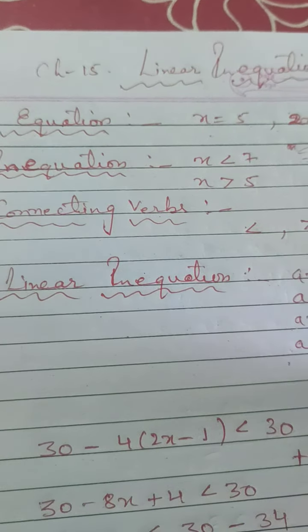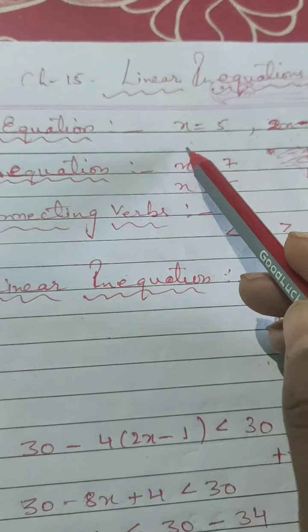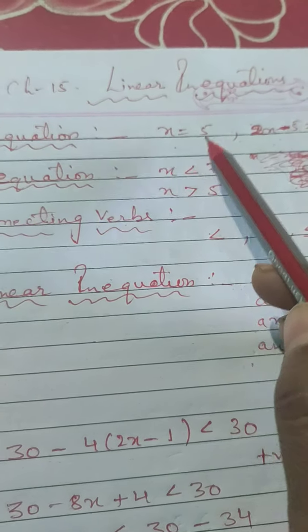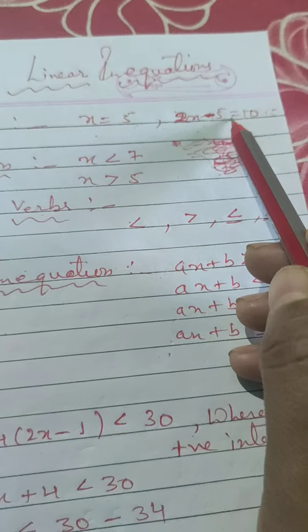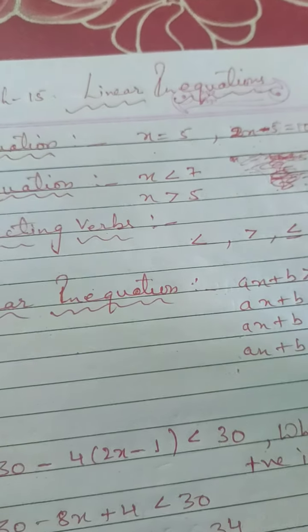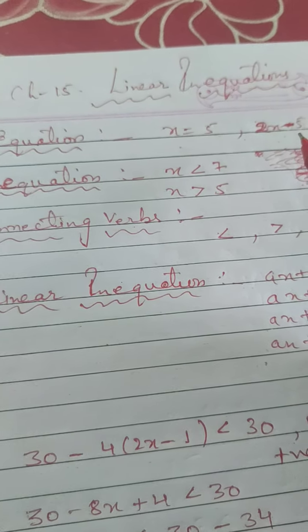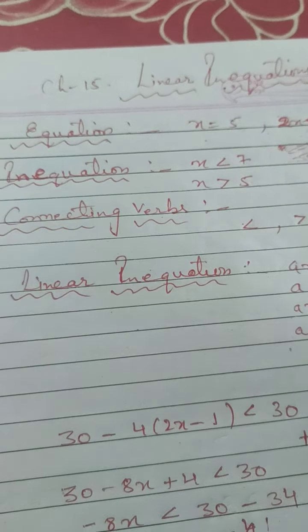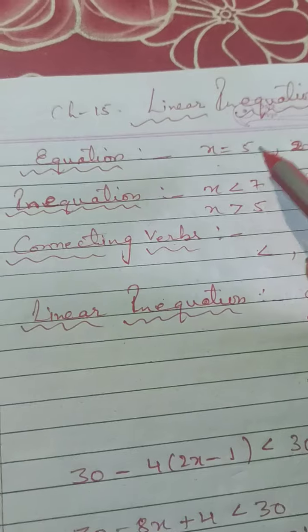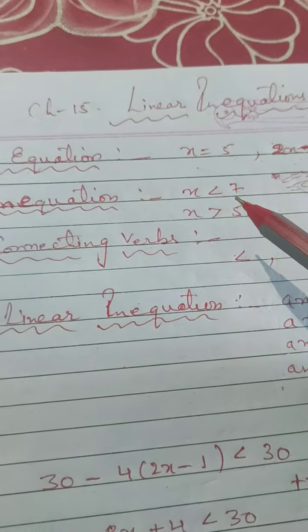What is equation, children? A statement which says that one thing is equal to another. x equal to 5, 2x minus 5 equal to 10, etc. Many examples you can take. 3x plus 5 equal to 2. Like that we can make many such expressions.